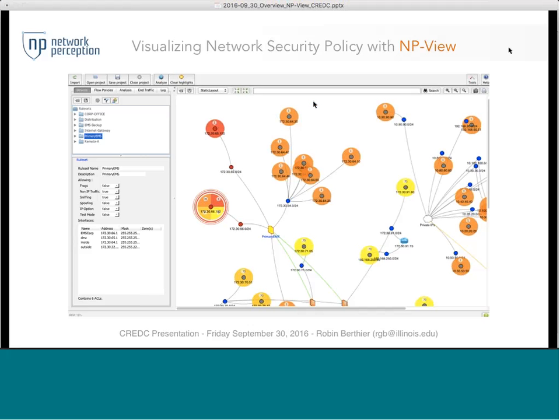All right, so my name is Robin Gauthier. I'm a research scientist at the University of Illinois one day a week, and then the rest of the time I lead the Network Perception startup, which is the company that develops and commercializes the NPView application, an application that started as a research project under the name of APT and then NetAPT some years ago. So the goal of this presentation today is to give everyone a bit of history and an overview of what this tool can do and what the next steps are.